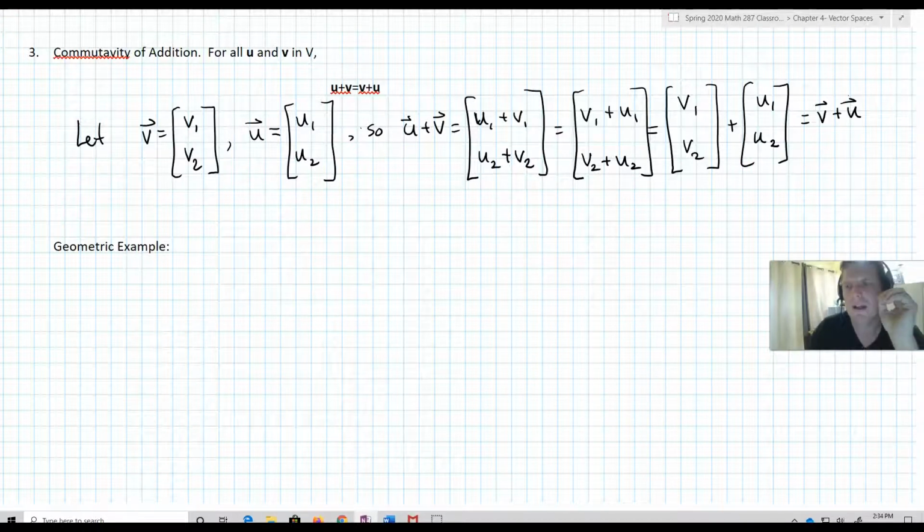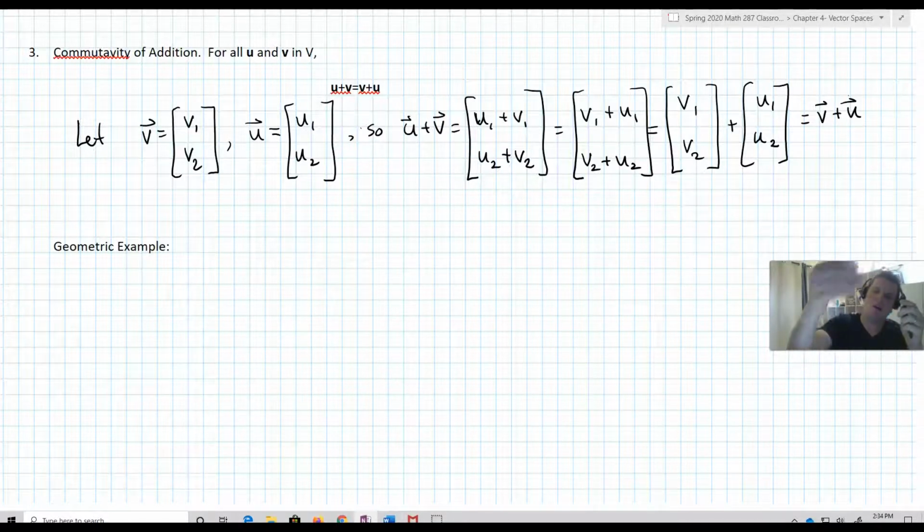But again, if you go into an upper division abstract algebra class or an upper division linear algebra class, that's one of those things where they're like, wait, this one doesn't have commutativity of addition. What happens then? Oh, well, not a vector space. But R2 is a vector space. And it turns out in this class, we're pretty much going to work solely with vector spaces, except in sections 4.2 and 4.3.